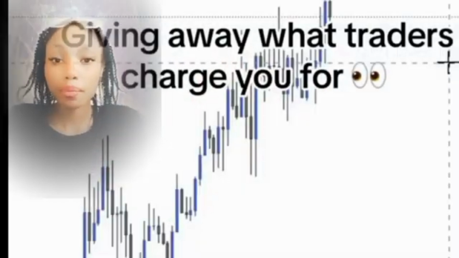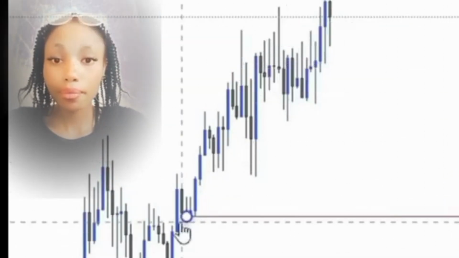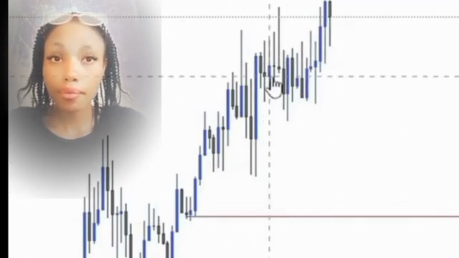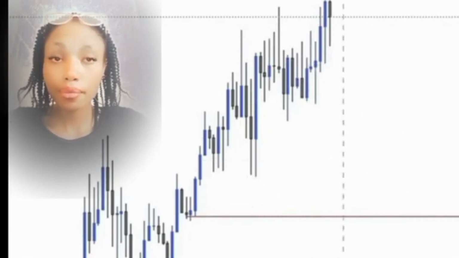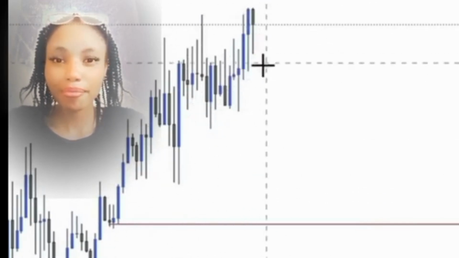Let me show you how to master entries in the most simple way possible. First thing to do, mark out the daily open, because if you are above the open, you're going to be better off looking for sells. If you're below the open, you're going to be better off looking for buys. So in this example, we can see price pushing higher. What we need is an area of interest.